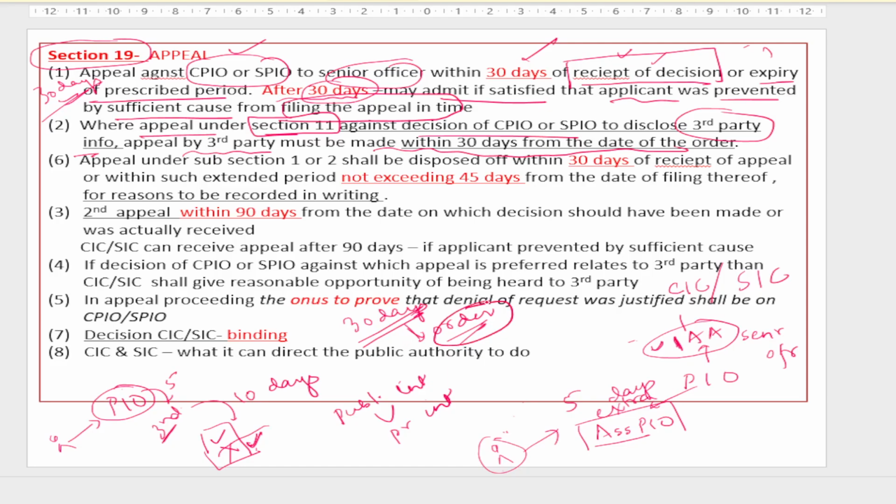So within 30 days of the order passed by the PIO regarding disclosure of the information, the third party can appeal before the first appellate authority. Then subsection 6 of section 19 says that an appeal under subsections 1 and 2 shall be disposed of within 30 days. So the first appellate authority will dispose of the appeal within 30 days of receipt of the appeal, or within such extended period not exceeding 45 days from the date of filing the appeal, for reasons to be recorded in writing. So the maximum will be 45 days.